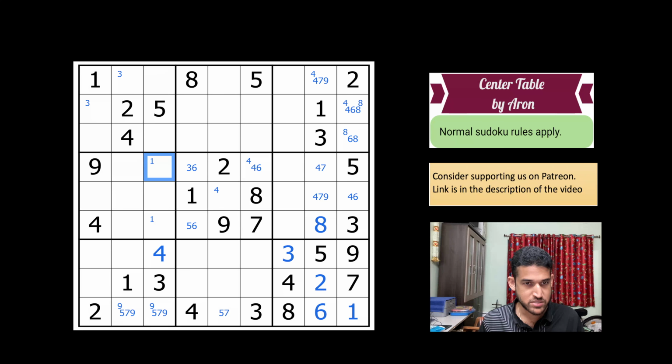And looking at the ones, okay, 1 goes here, 1 goes here. Not much useful info. Okay, so if you look at this box, 1, 2, 3, 4 and 5 and 9, these 2 cells have to take 6, 7 and 8, right?